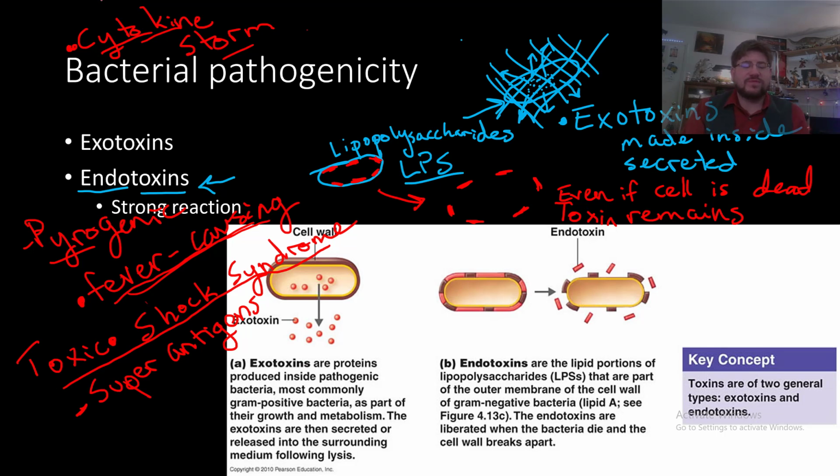Toxic shock syndrome, most famously associated with tampons that are left in too long. So tampons have an absorbent cotton or synthetic fiber construction, and they are really great at absorbing your menses, but at the same time they make awesome bacterial homes, which is why you're supposed to take them out. And if left in, they can actually result in a severe infection that produces superantigens.